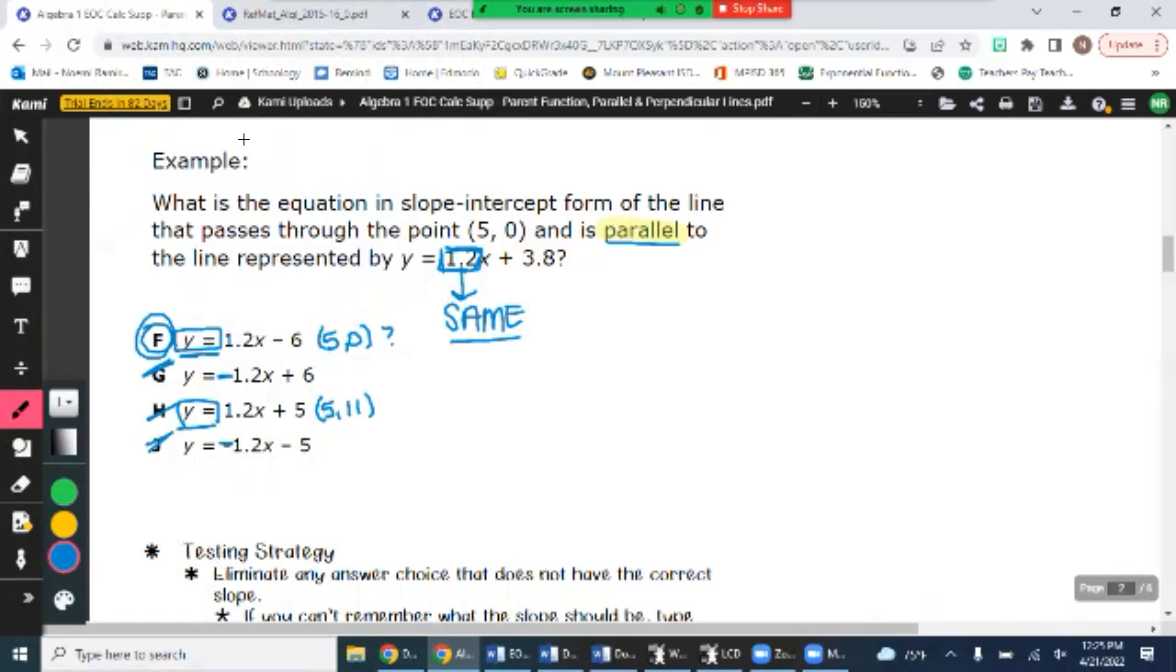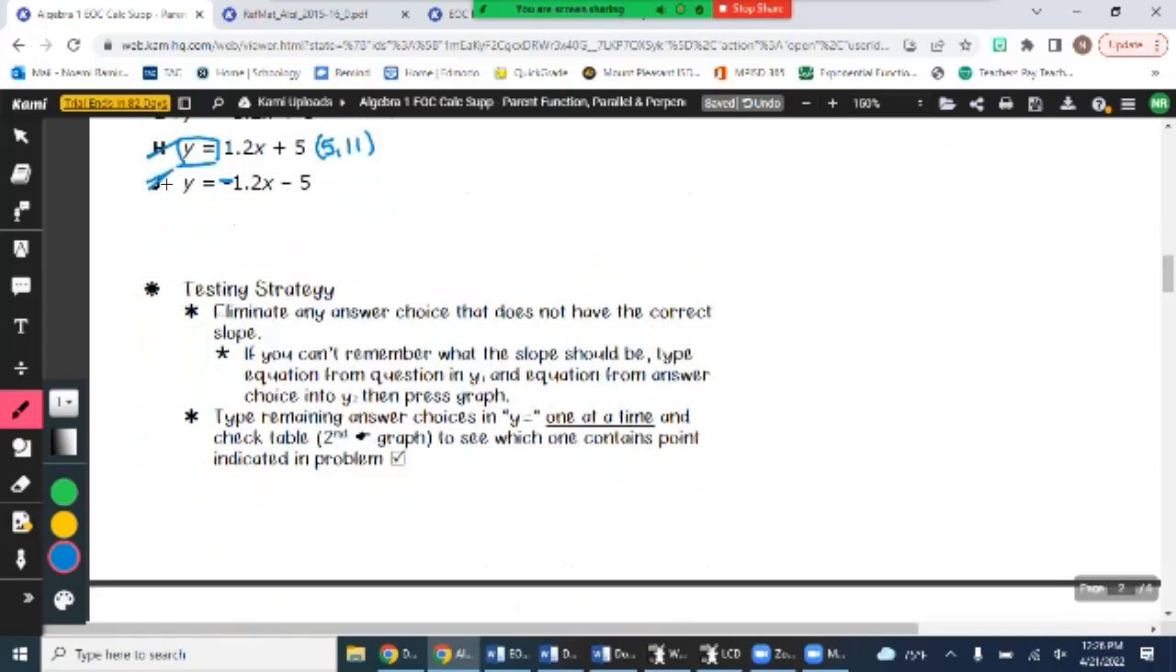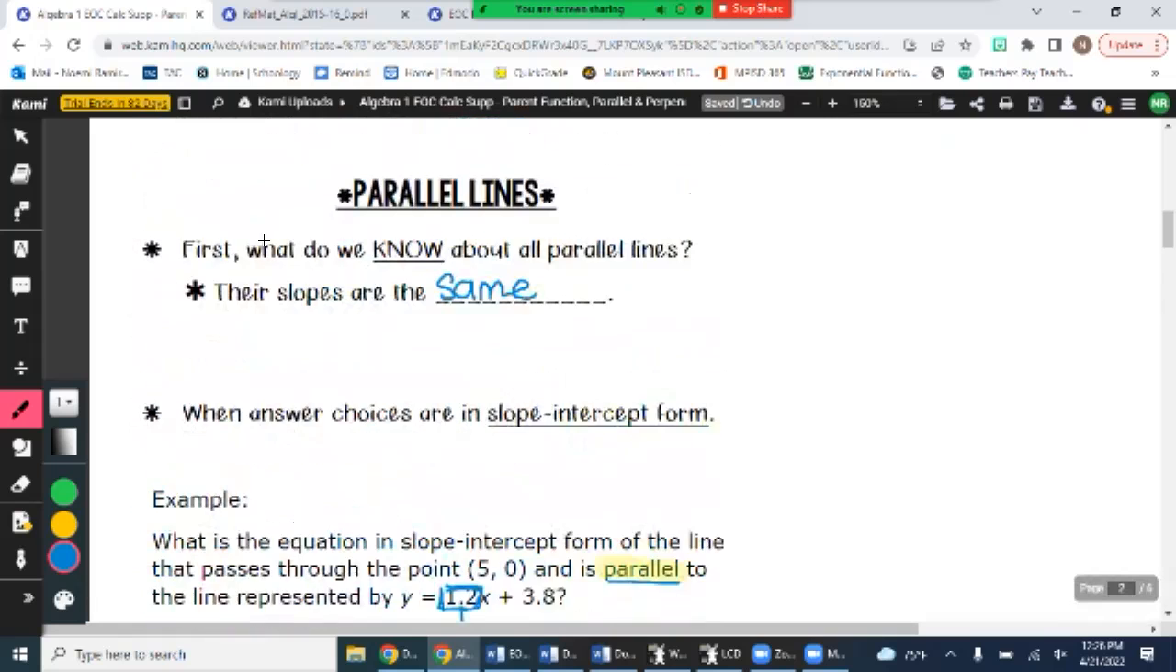F. Parallel lines have the same slope. But you have your steps down here anyway.